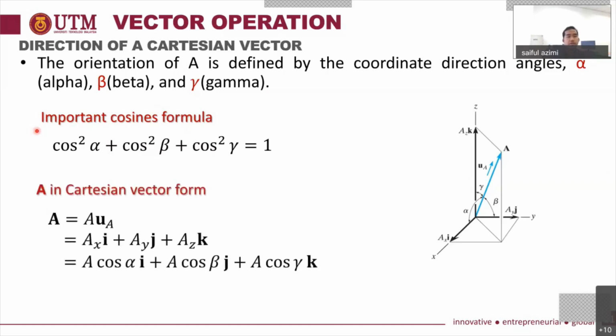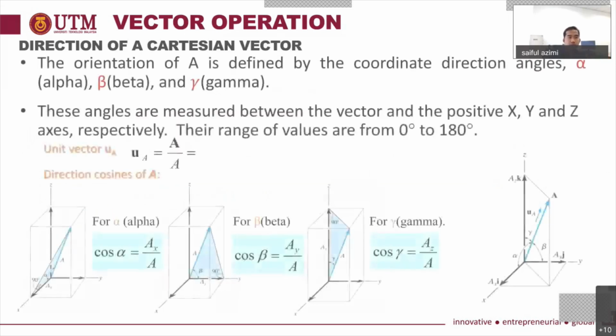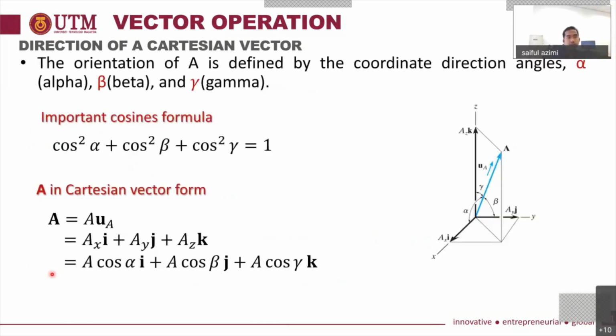Okay, right. So A in Cartesian vector form. Right now we wanted to express the vector A, the resultant force A, in Cartesian vector form. So we have A here, A multiplied by UA. UA is here, the unit vector. Okay, UA, the unit vector, is represented by A cos alpha, A cos beta plus A cos gamma, AX plus AY plus AZ. All right, so this is UA, the unit vector.